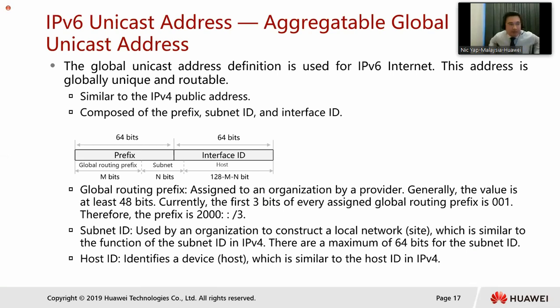So under global address is the aggregatable global unicast address, which can be aggregated. This global unicast address is similar to the public addresses. What they provide over here is a prefix, subnet ID, and the interface ID.